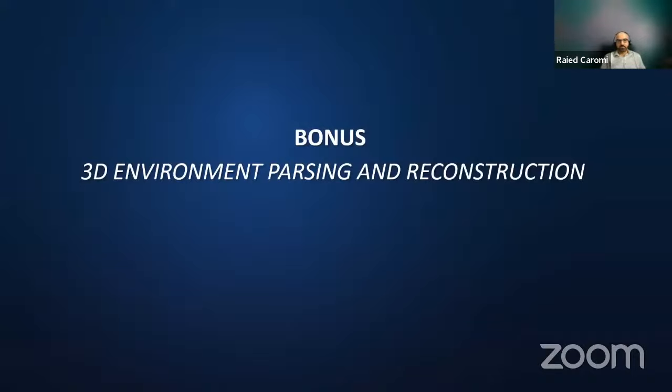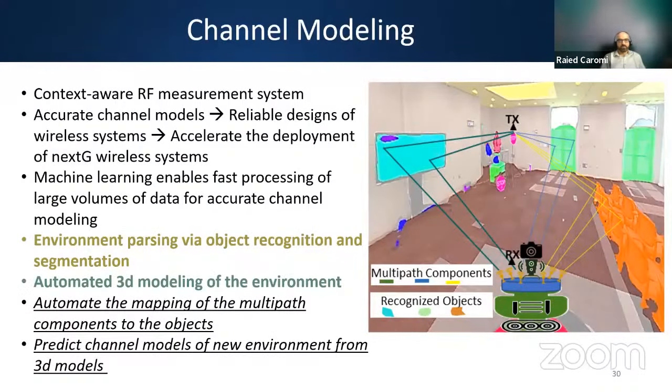So this is the bonus problem. As I mentioned, this is a kind of separate problem. We added this bonus problem because we are already putting the data set there, and it's also an important problem, which I will explain why. By now you have seen that our measurement system is context aware, meaning it collects a realization of the environment with every RF data collection. We use this data for accurate millimeter wave channel models.